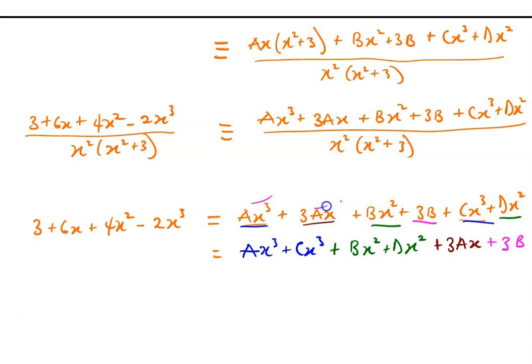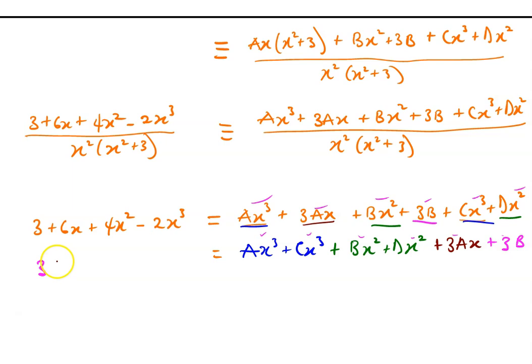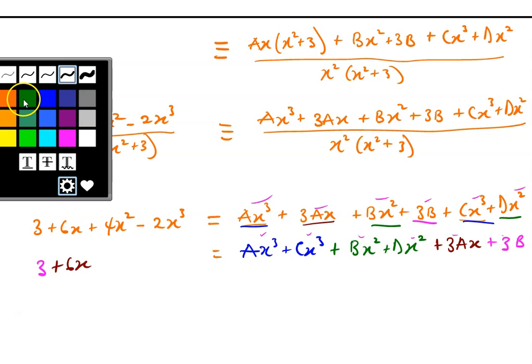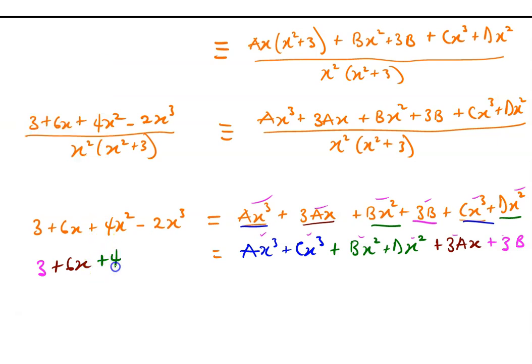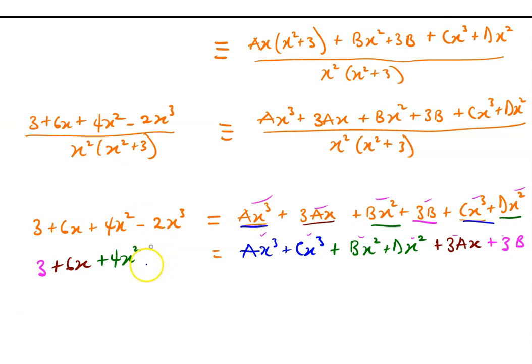I have 1, 2, 3, 4, 5, 6 terms. So I need to get 6 terms. That is 1, 2, 3, 4, 5, 6. Very good. So at this point, I also know that the constant is 3. Then we have the x value, which is plus 6x. Right. Then we also have the squared, which is plus 4x squared. Then we have the cube, which is minus 2x cubed.